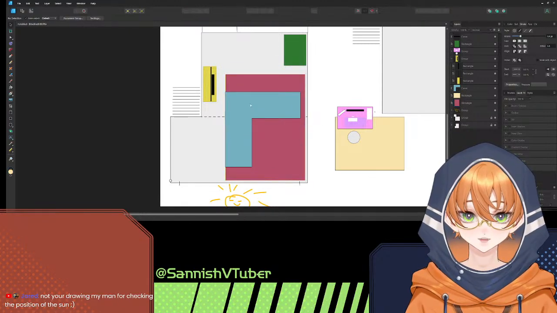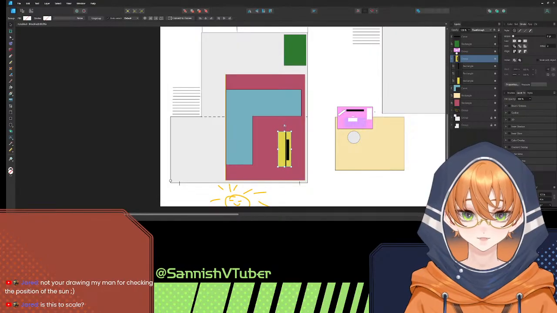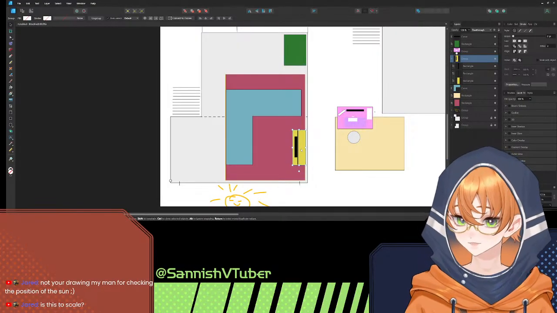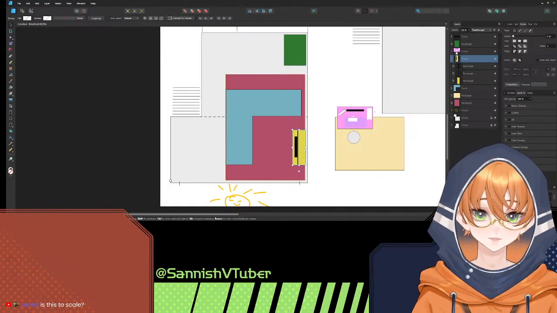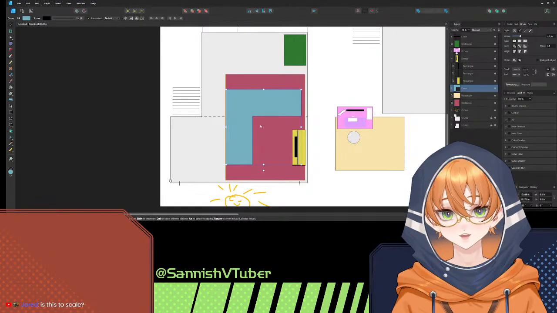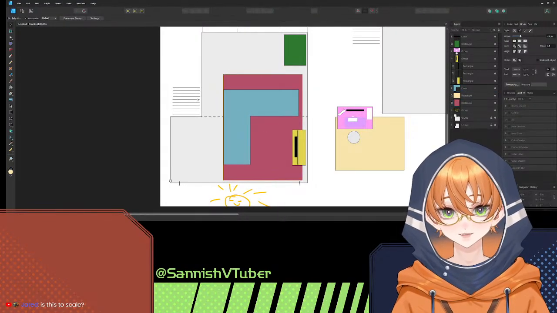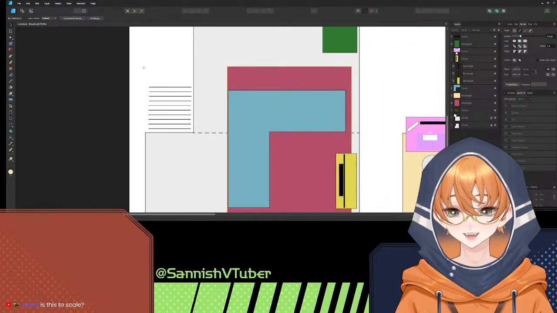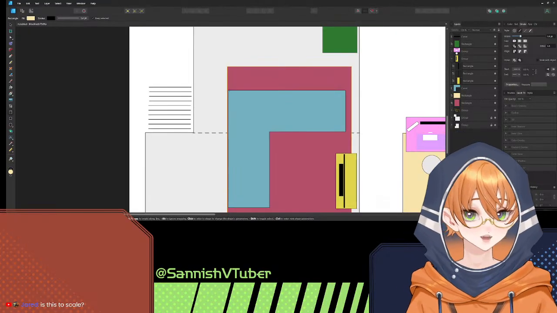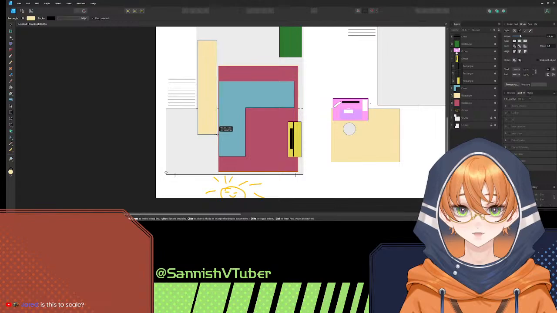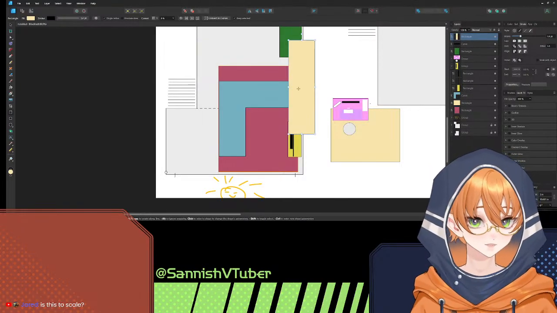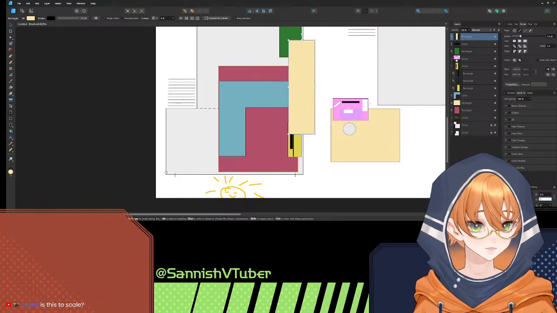This rug is always so much bigger than I expect. Am I a crazy person to do something like this? This is to scale. I've scaled everything out. The concern is this walkway right here. I need like 3-foot clearance on a walkway, right? Let's show that, 3 by 15.